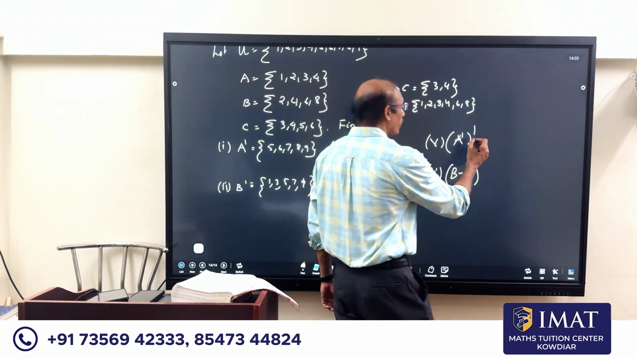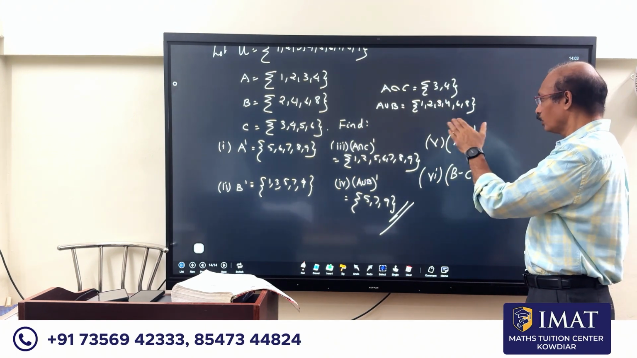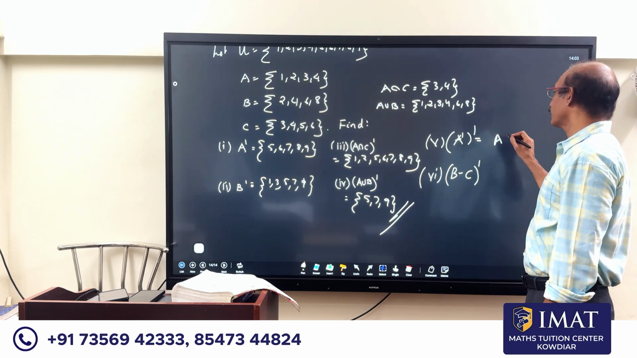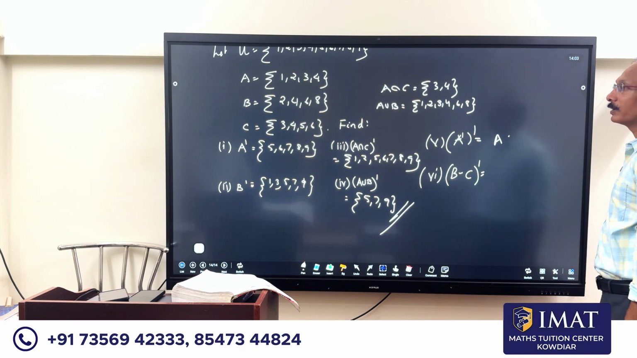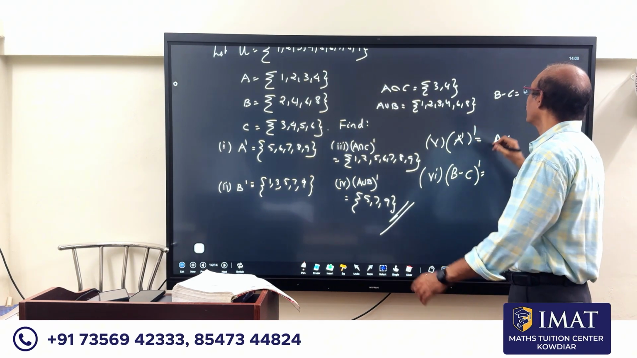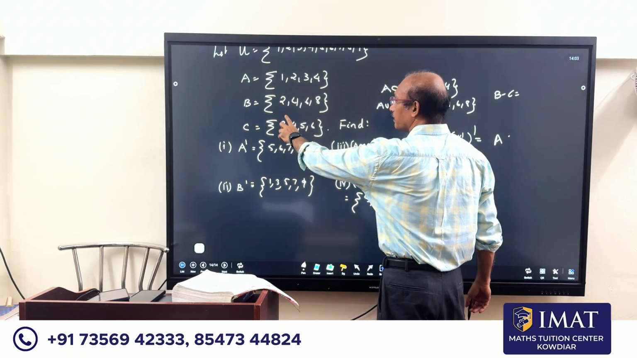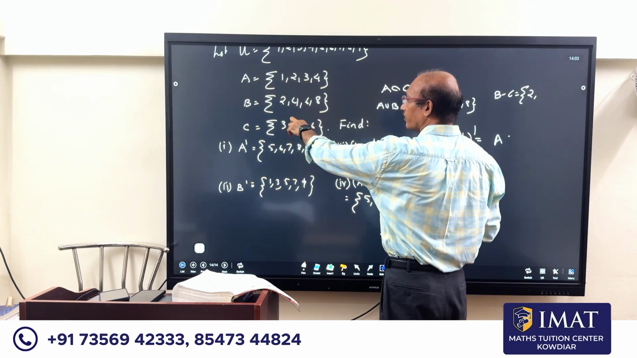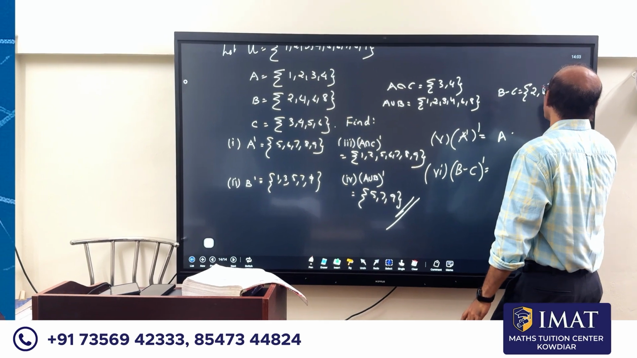What about A complement complement? See, here you don't need to take any case. You know a set, you take the complement and again the complement, you will get set A back. What about B minus C, the whole complement? So first you find out B minus C. What is B minus C? B minus C means elements that are in B but not in C. So 2, right? 4 cannot be taken, 4 is there in C, 6 cannot be taken, 8 is taken. So 2 and 8 belong to B minus C.